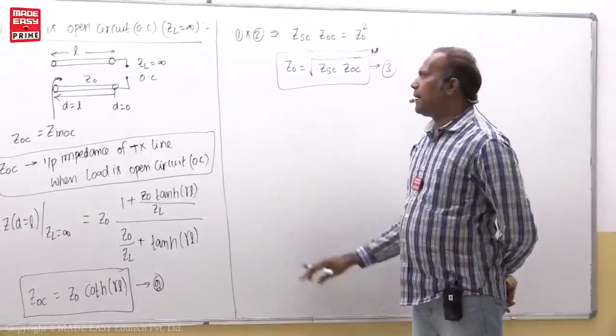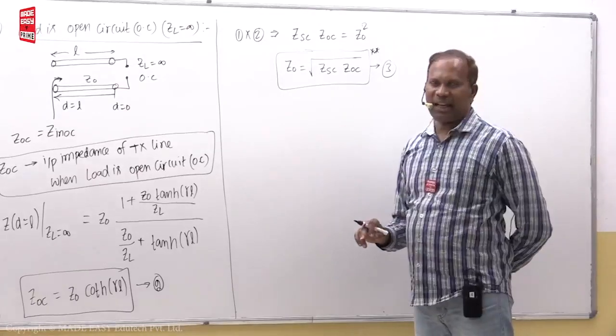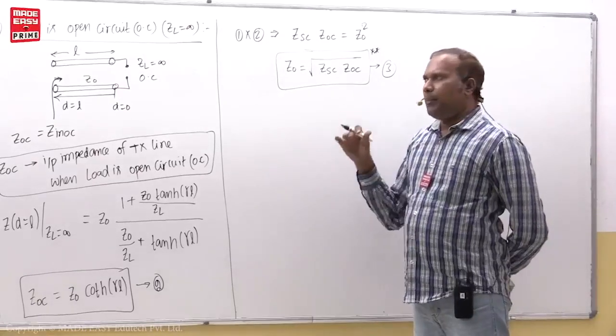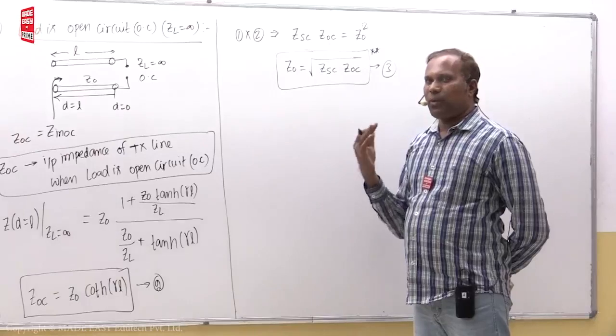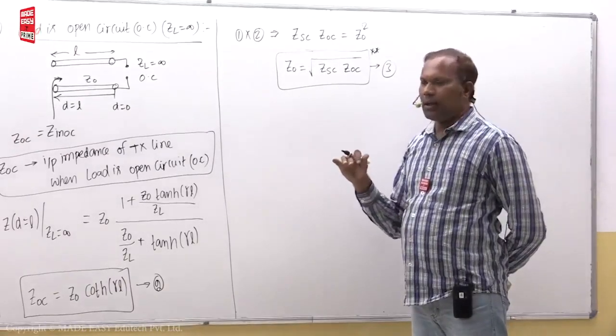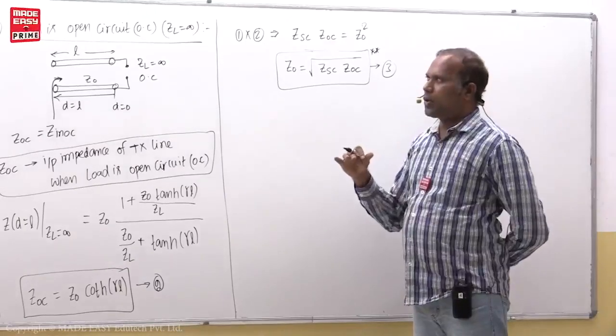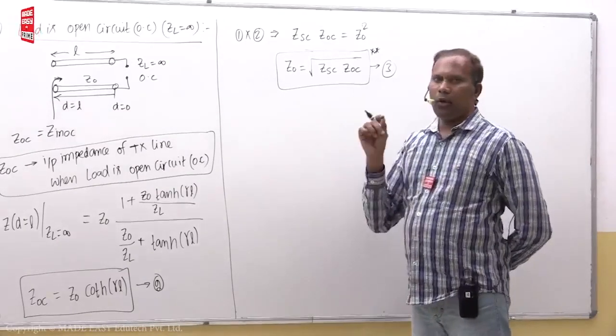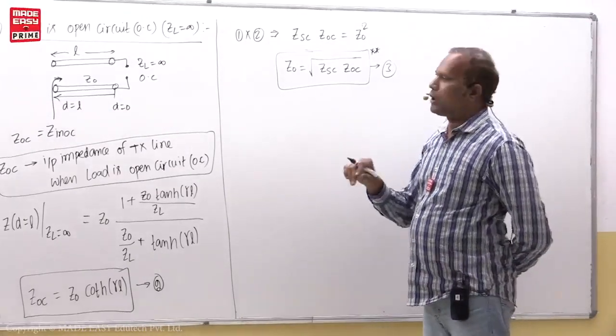So how to find the characteristic impedance of the transmission line experimentally? Measure the input impedance of the transmission line when load is short circuit in one case, and in the other case, open circuit. Then you multiply those impedances and take the root, you get Z0.